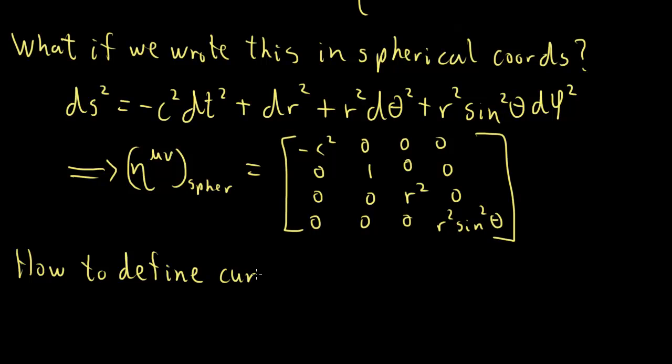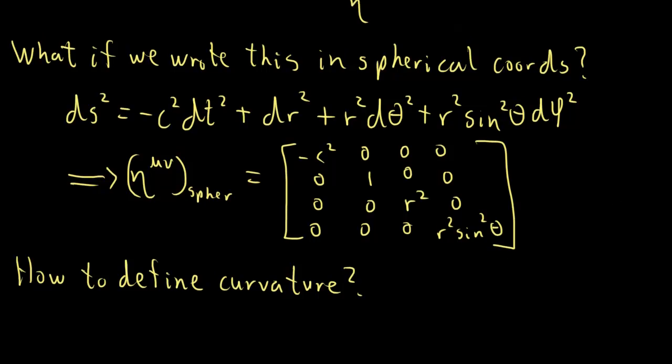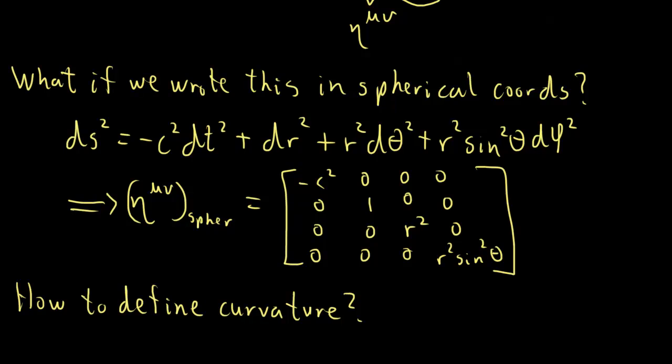To do that, we're going to need a more complicated object than the Christoffel symbols, and I'll show this in the next video. We'll start talking about the Riemann curvature tensor, and once we understand that, we can start writing down Einstein's equations.